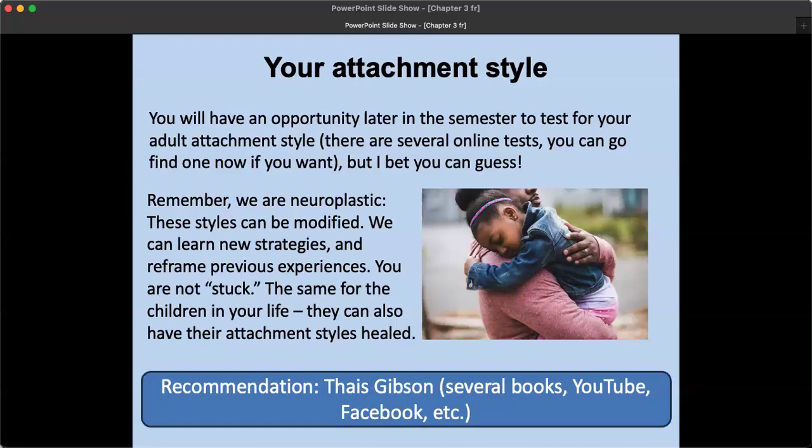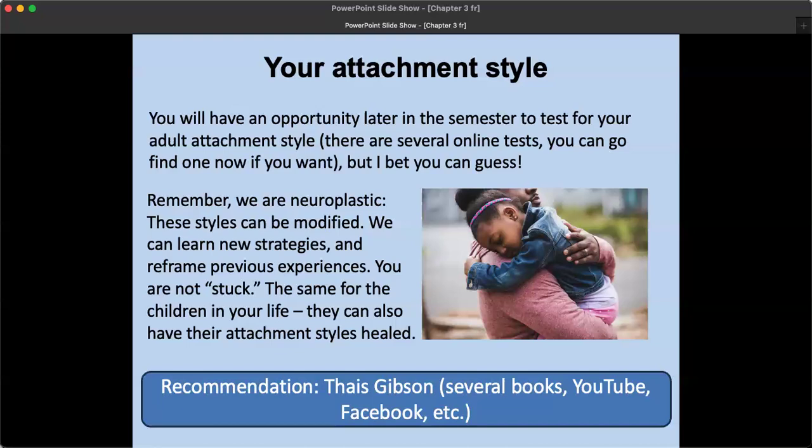So if you're feeling yourself in some of these, or you go out and take an adult attachment style test and you think, uh-oh, I don't have a secure attachment style, no wonder I have so many problems with my relationships, it can be managed. It can be dealt with, right?